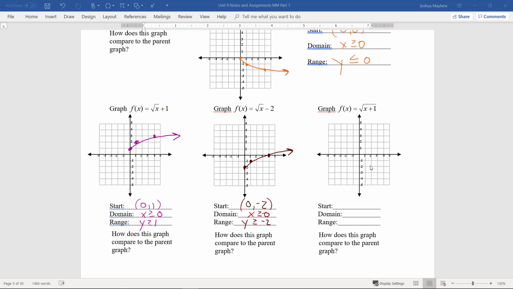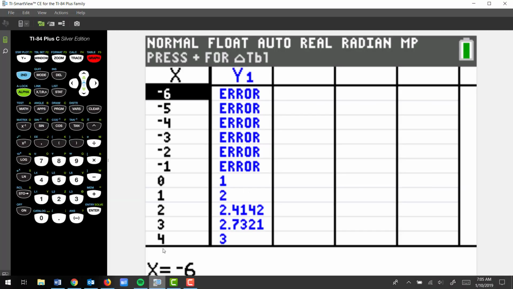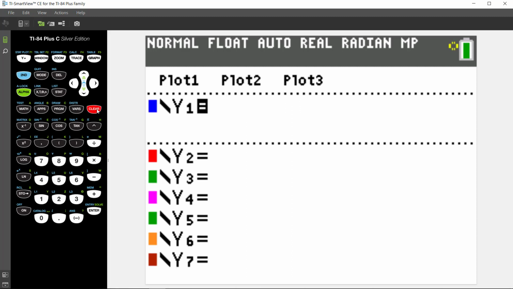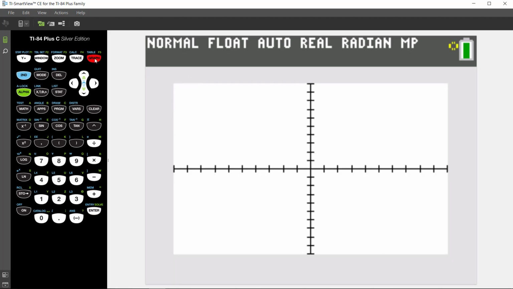All right, let's look at the last one on this page. Notice the difference between the last one on this page and the one that looks similar. The plus 1 on this last one is underneath the square root. So let's graph it in our calculator. We have square root of x plus 1, and I'm going to make sure to put that plus 1 underneath the square root. Oh, notice what happened. Instead of moving up, it actually moved to the left.